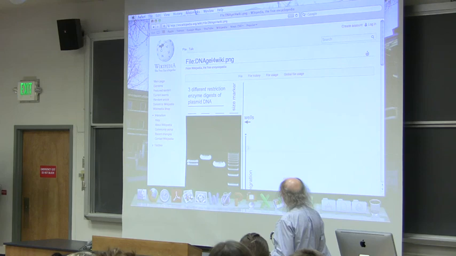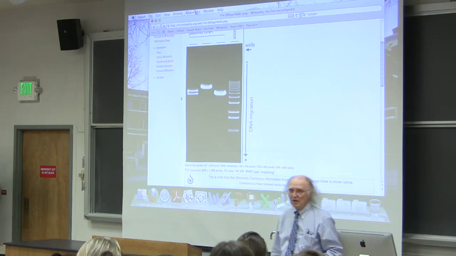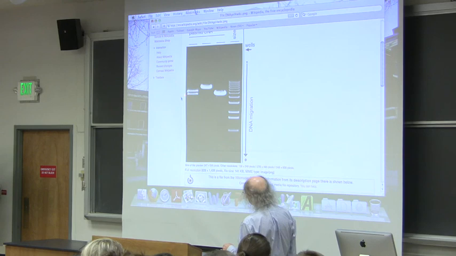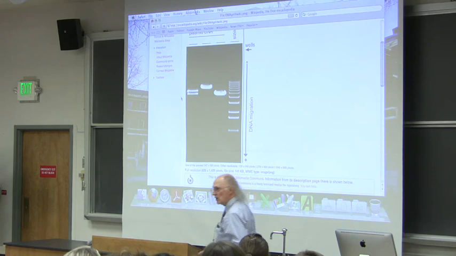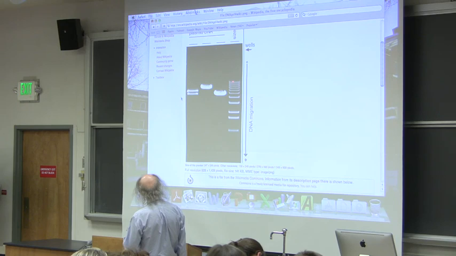This shows the separation of DNA fragments by an agarose gel. And we can see that things that have specific sizes will navigate to specific places on the gel. The smallest ones are down here, this would be the very smallest one, and the very largest ones up here. Make sense?